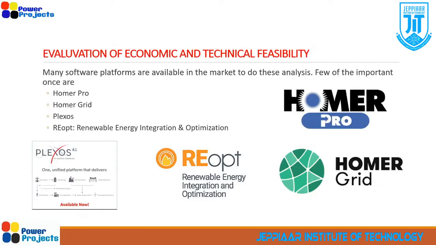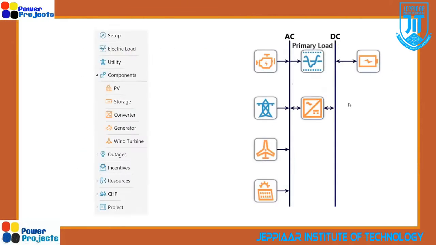You have HOMER Pro, you have HOMER Grid, you have REopt, that is Renewable Energy Integration and Optimization, you have PLEXOS. These are all the software which are used for economic evaluation. It's not basically for technical feasibility. Technical feasibility we will come to later, but these are all the software which are used for economic evaluation. Alright. So you can see HOMER Pro, HOMER Grid, REopt, PLEXOS. These are the software which are available, and you may get a demo version of this software.